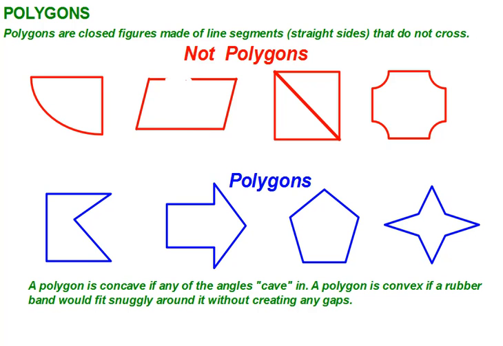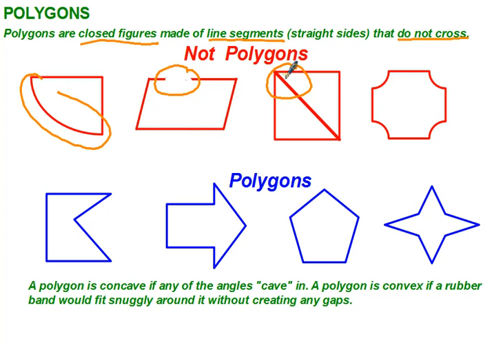Polygons. Polygons are closed figures made of line segments, meaning straight sides, that do not cross. This is not a polygon because it has a curvy side right here. This is not a polygon because it's not a closed figure, that means it's open right there. This is not a polygon because these lines crisscross, and this is not a polygon because of its curvy sides.